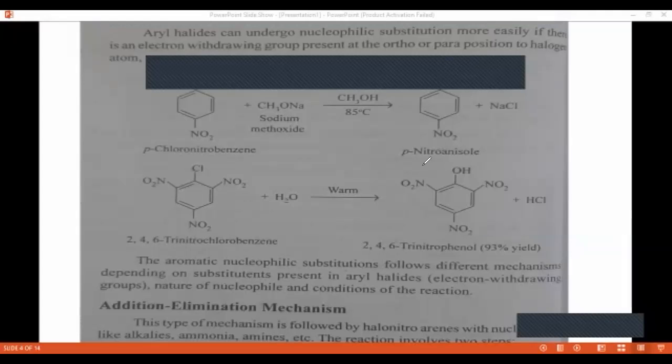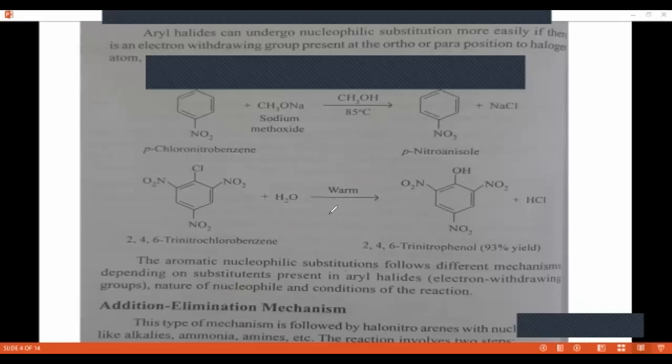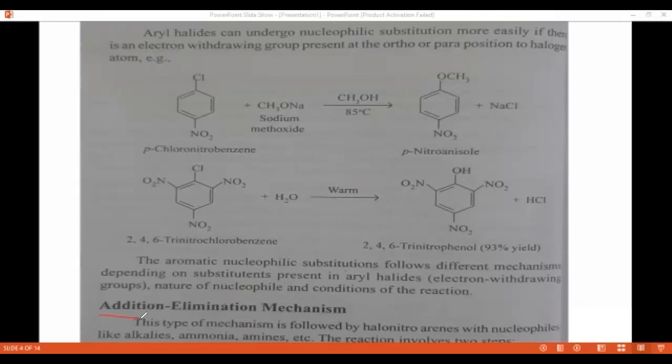First of all, what is an addition reaction? It is the addition of a reagent across the double or triple bond of an unsaturated molecule. Such a reaction is called an addition reaction.